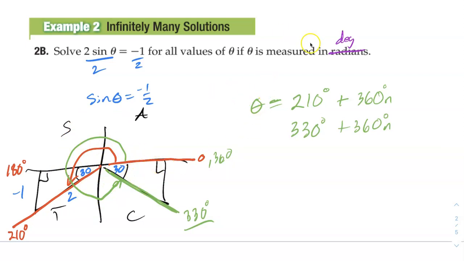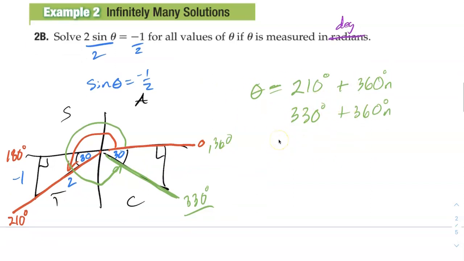So anytime they want all the values, you just do that. Find your one answer, add 360n to it, and the same thing for the other answer. So that's how you cover all answers. That's what you're supposed to do anytime they don't give you a domain. Just put every single possible answer there.